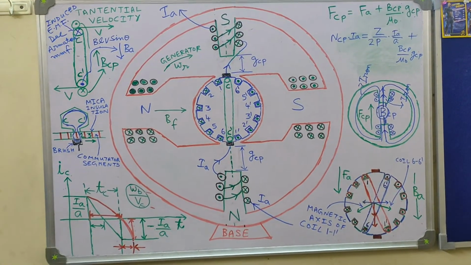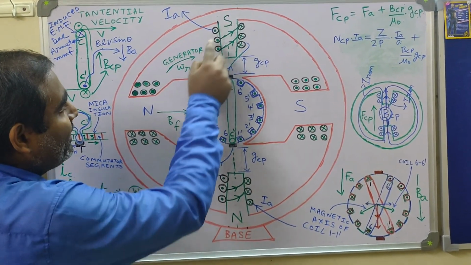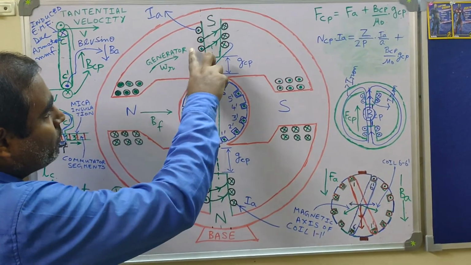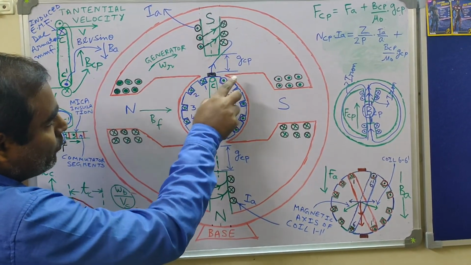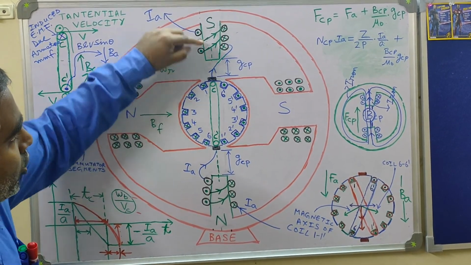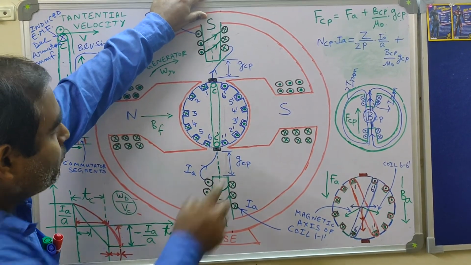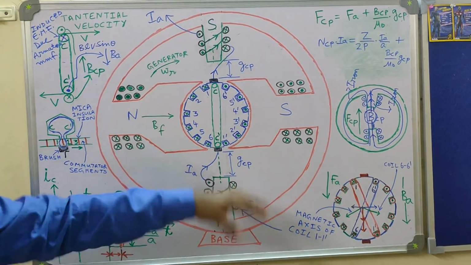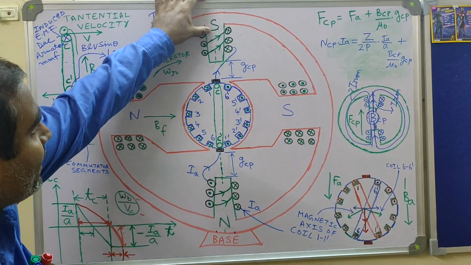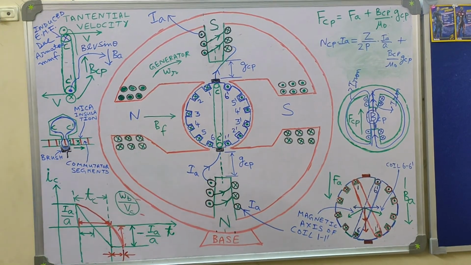Just for a sort of revision, I would like to tell what the polarity of the interpole is in the case of a generator. The polarity of the interpole in a generator will be the same as that of the main pole ahead of it in the direction of rotation. So you are moving in the clockwise direction. What is the main pole ahead of this interpole? South pole. So it will be south pole. That's what I am saying, that in generating action, the polarity of the interpole is the same as that of the main pole ahead of it in the direction of rotation. Obviously for a motor it will be reverse.